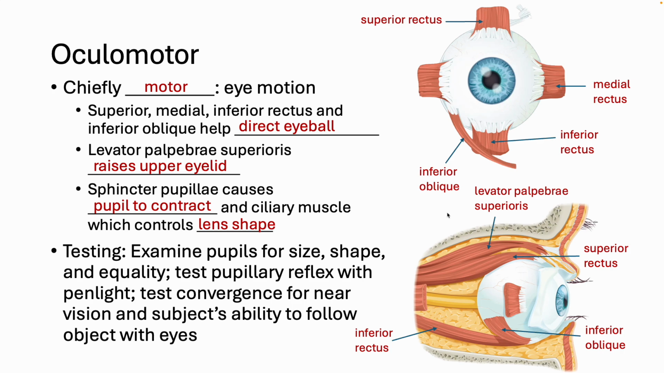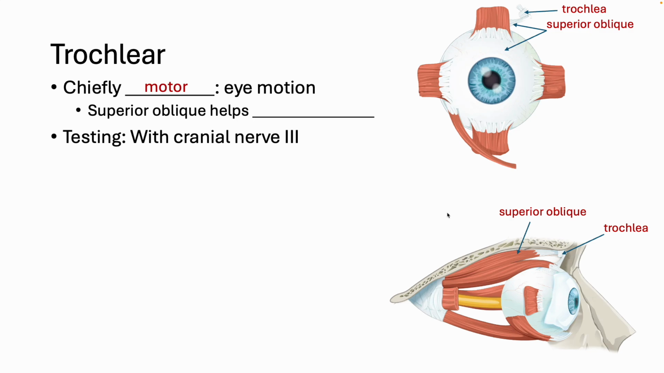You can test this by examining pupils for size, shape, and equality. You can test the pupillary reflex with penlight, test convergence for near vision, and subjects' ability to follow an object with their eyes. The trochlear is chiefly motor.